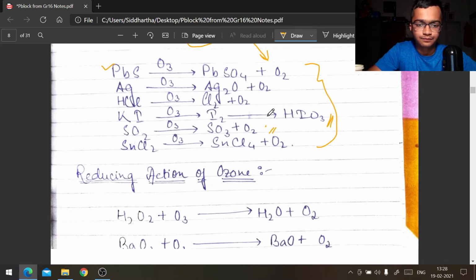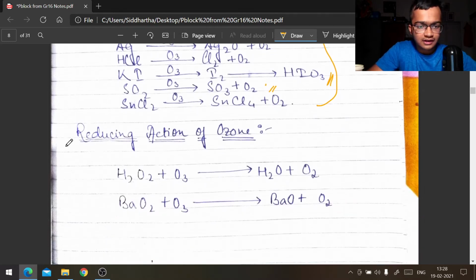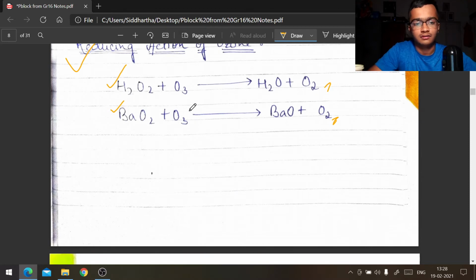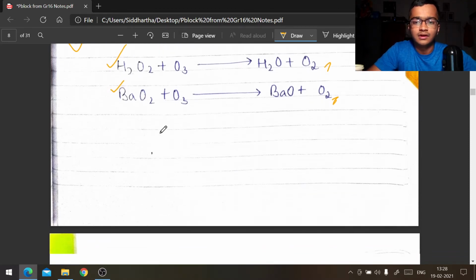So this oxygen is carried forward. Okay, reducing action of ozone. So H2O2 plus O3 gives H2O plus O2. That nascent oxygen is also working here. This O2 is coming out from the breakdown of ozone, right? So barium peroxide plus O3 gives BaO plus O2.